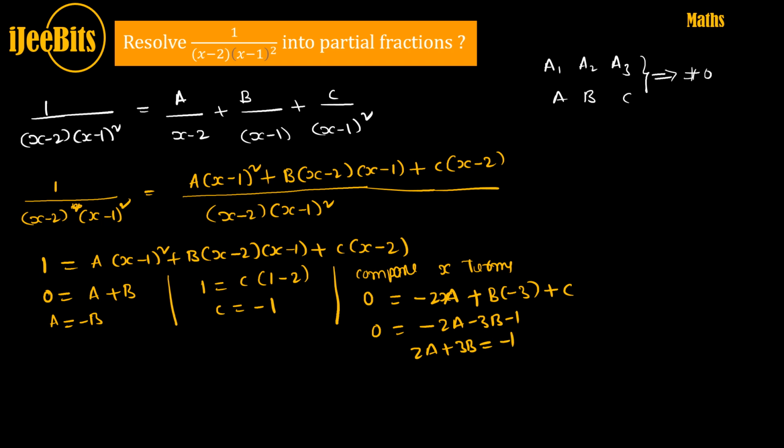Alright, so how do you solve this problem? Here a is equal to minus b. Let's substitute this value here. 2 into minus b plus 3b equal to minus 1. Minus 2b plus 3b, so b equal to minus 1. If b is equal to minus 1, what would be the a value? a equal to minus of minus 1, so 1. So now we have a, b, c.